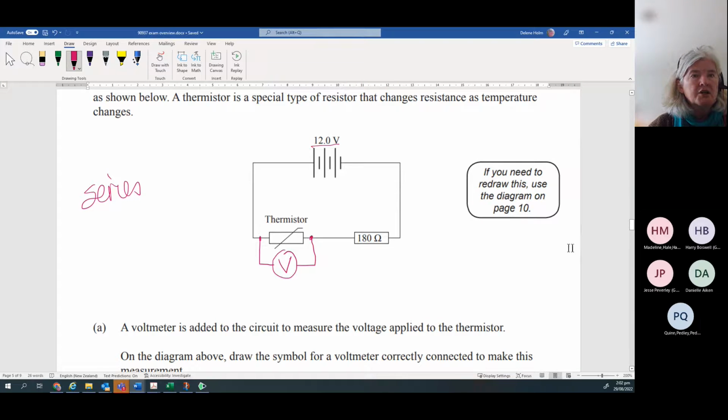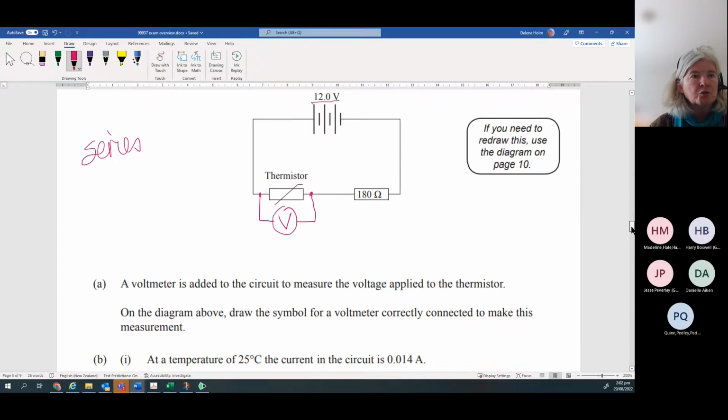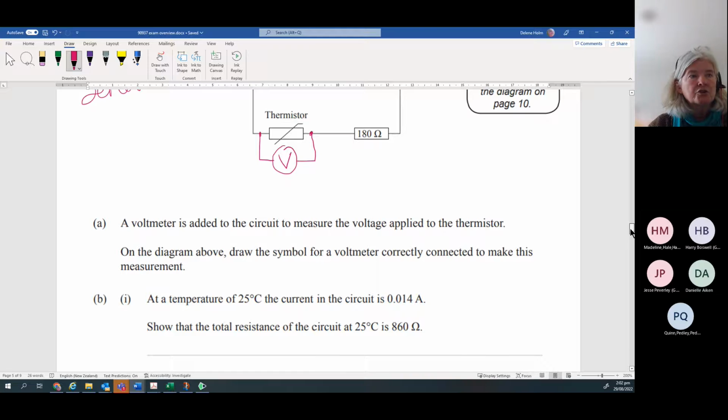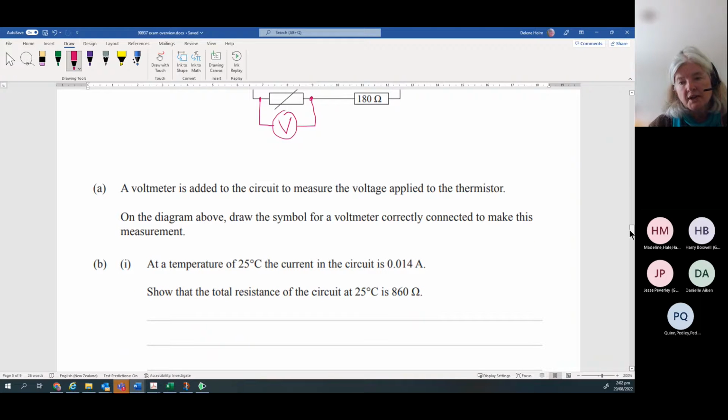Now we have done that first bit. So we've drawn the symbol for a voltmeter and we've connected it, as I say, in parallel on either side of the thermistor. And now we have to do a calculation. And again, we can recognize a calculation because we've got a whole lot of numbers with units, so we need to do it. So it's the same sort of thing as what we did before.